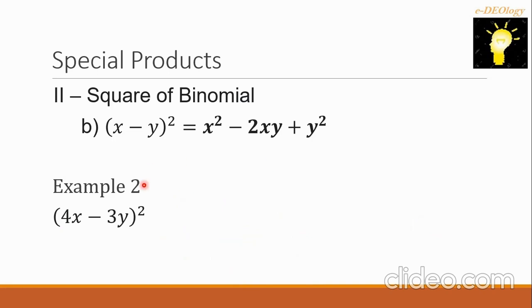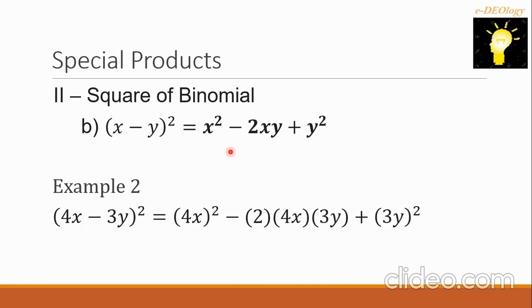Let's have example 2: 4x minus 3y all raised to 2. So our three terms: the 4x is squared here in the first term, and then minus. I will put my constant 2. Then I will copy the 4x here and the 3y here. And then plus, for the third term, the 3y is squared on the last term.